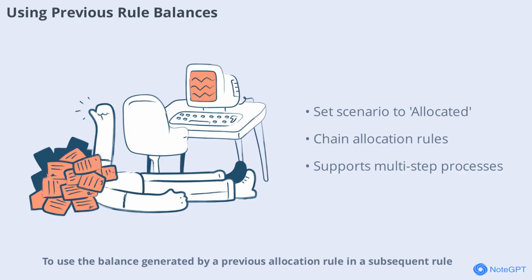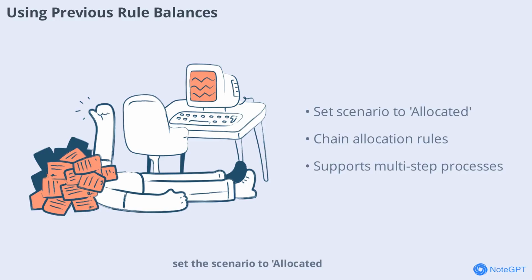Use the balance generated by a previous allocation rule in a subsequent rule. Set the scenario to allocated. This allows the new rule to pick up the results of the earlier allocation, supporting complex multi-step allocation processes.